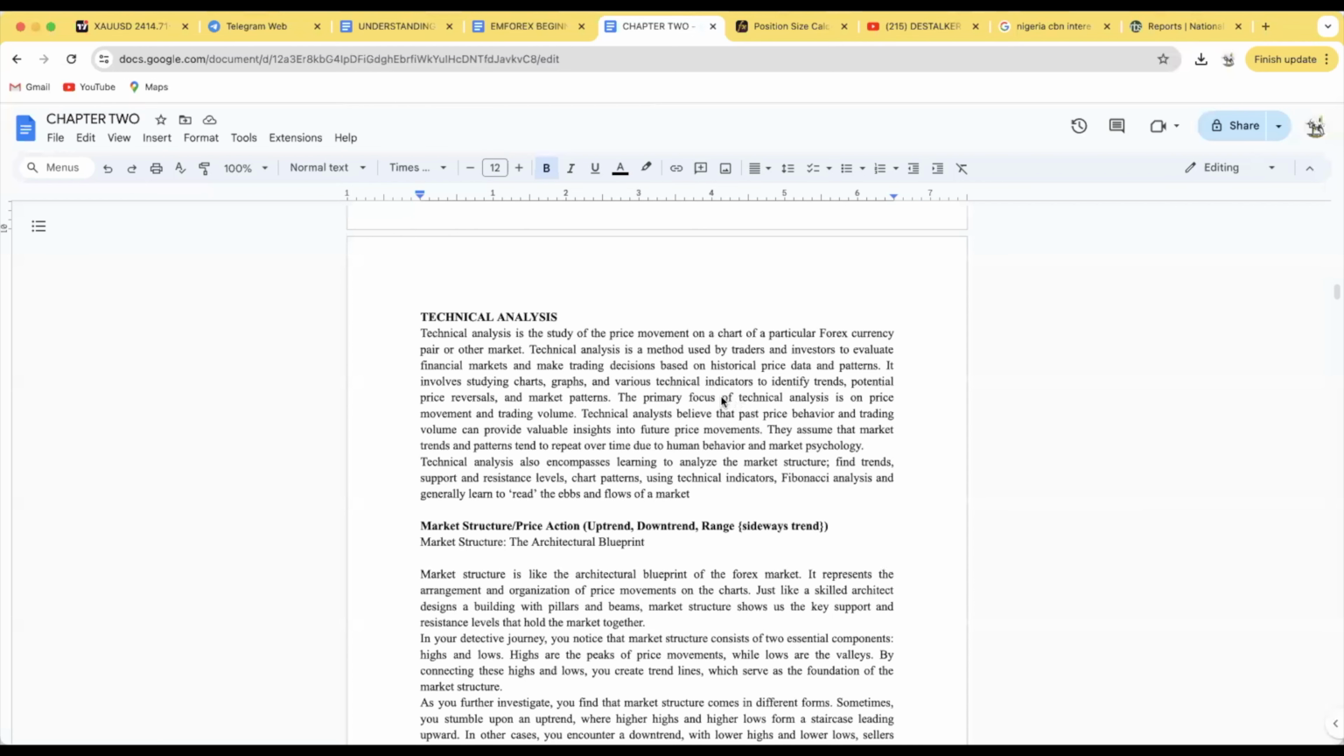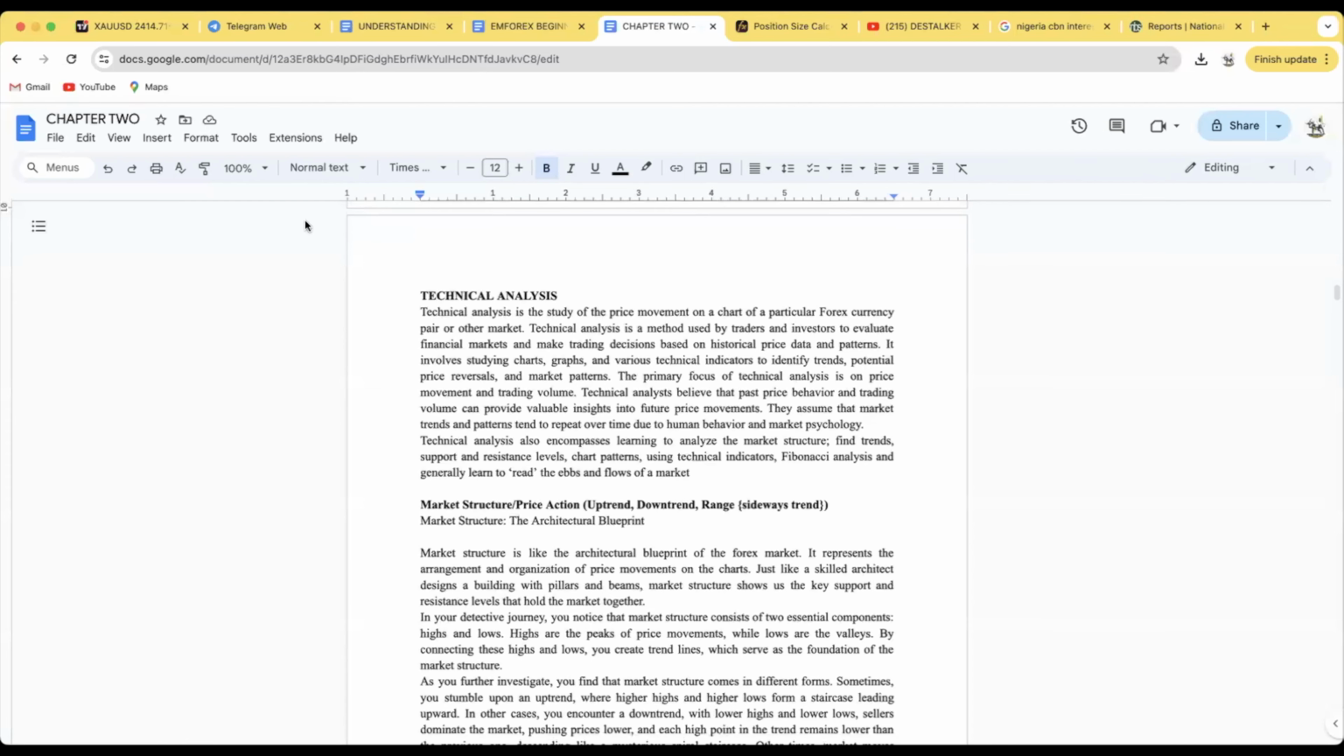The primary focus of technical analysis is on price movement and trading volume. Technical analysis believes that past price behavior and trading volume can provide valuable insights into future price movements. They assume that market trends and patterns tend to repeat over time due to human behavior and market psychology. It also encompasses learning to analyze market structure and find trends, support and resistance levels, chart patterns using technical indicators, Fibonacci analysis, and generally learning to read the ebb and flow of the market.